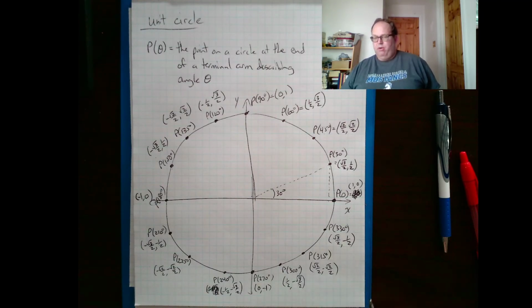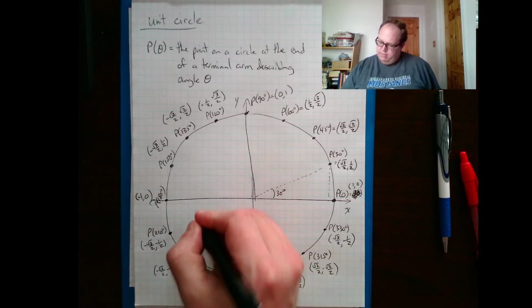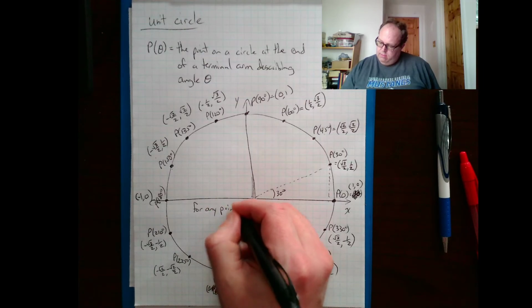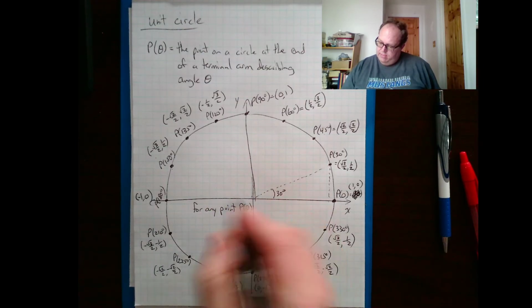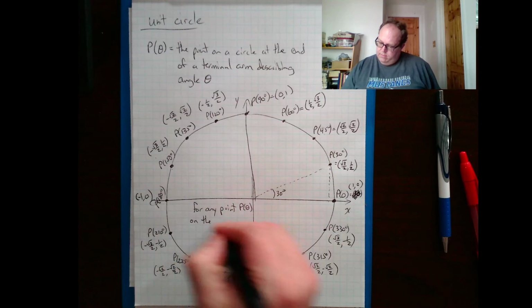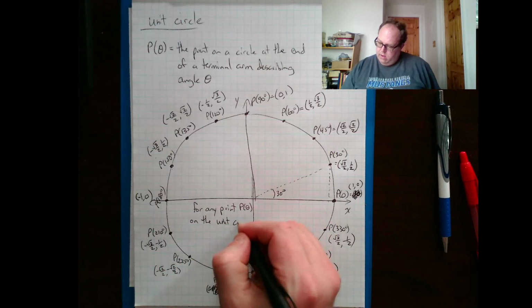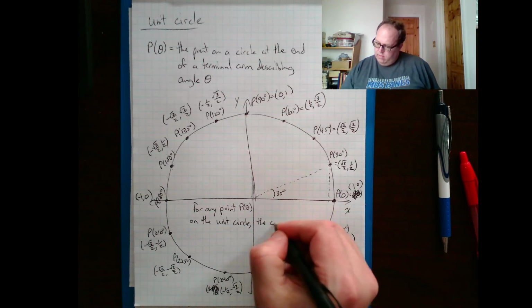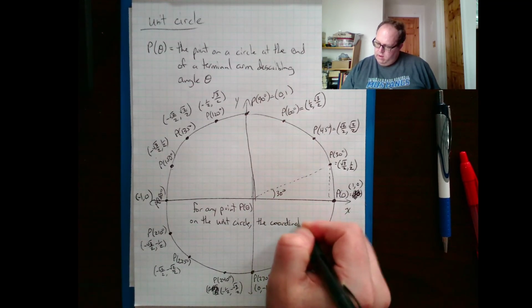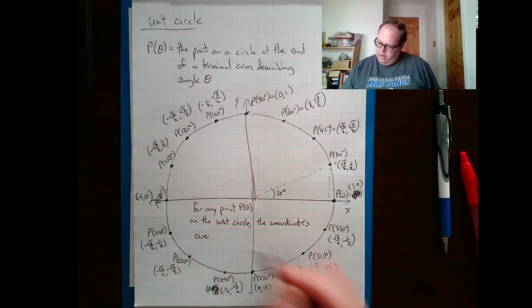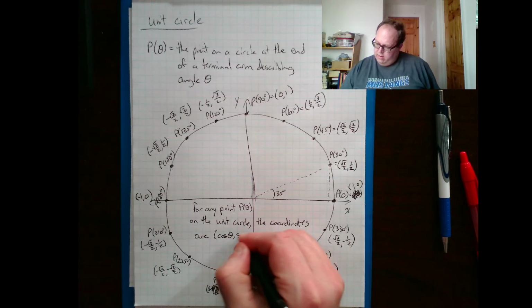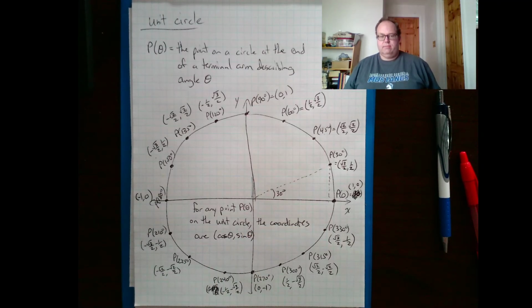So for any point on the unit circle, I'm going to write this in the center, for any point P theta on the unit circle, the coordinates are cos theta and sine theta.